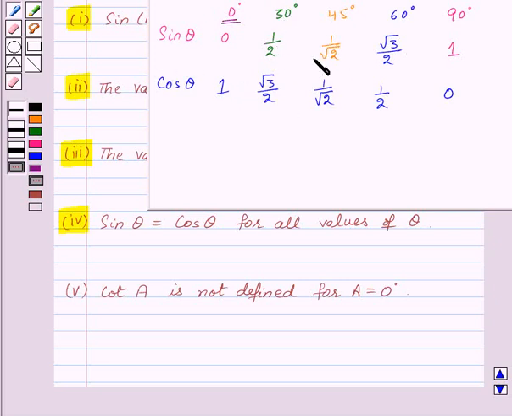So, when we observe all the values at different values of theta, we can see that sine theta is equal to cos theta only at the value of theta equal to 45 degrees, that is 1 by root 2. For all other values, sine theta is not equal to cos theta. So the statement that sine theta is equal to cos theta for all values of theta is not correct. That means it is false.